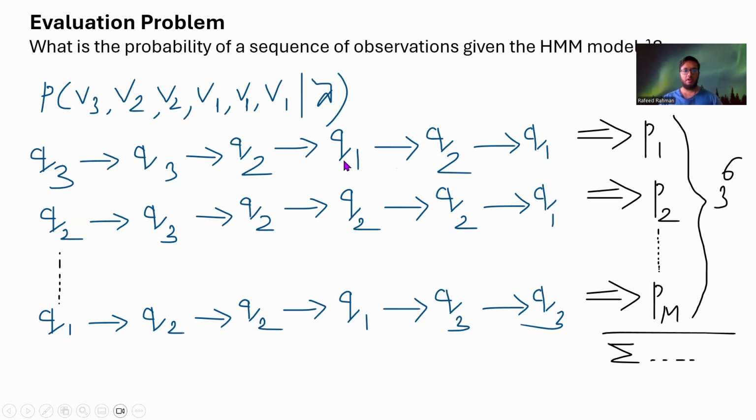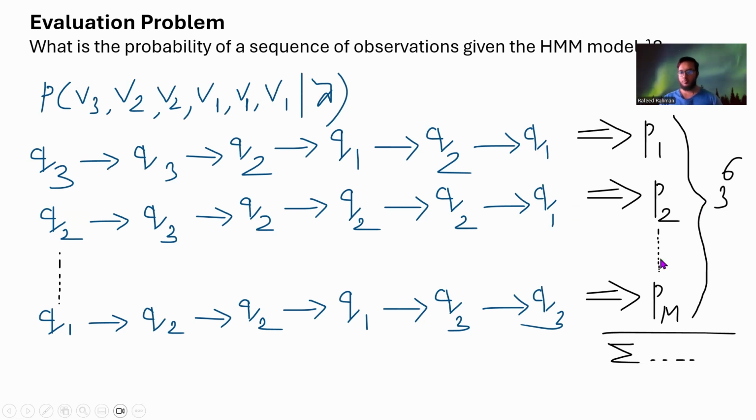So how many different combinations are possible for these sequences? It's 3 to the power 6, because there are 6 time steps, and in each time step there can be one of these three hidden states. So it is going to be 3 to the power 6.